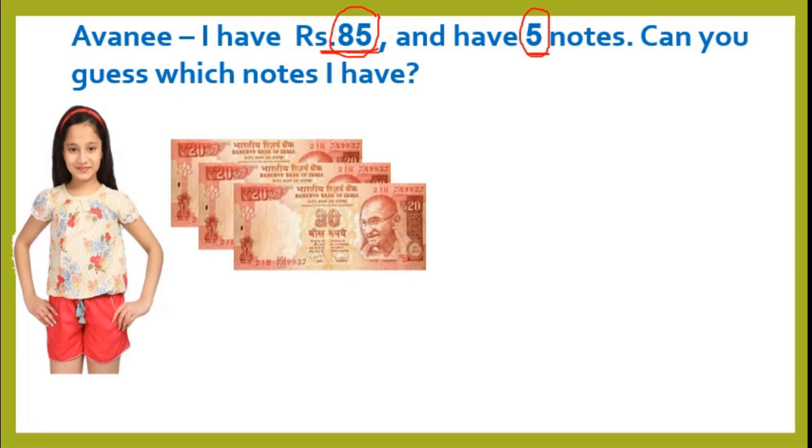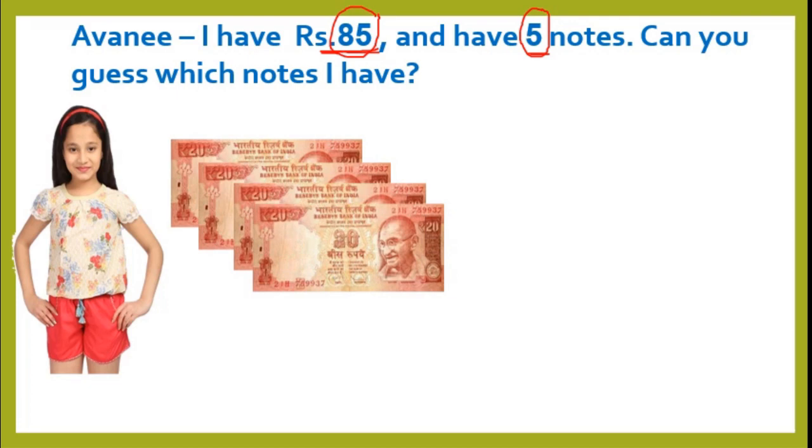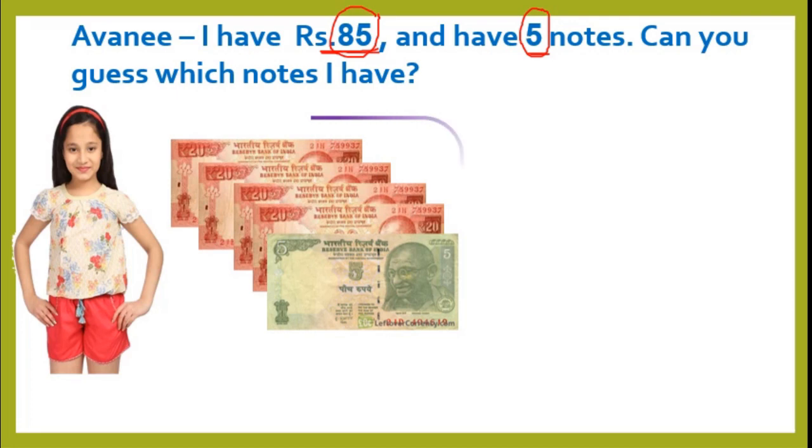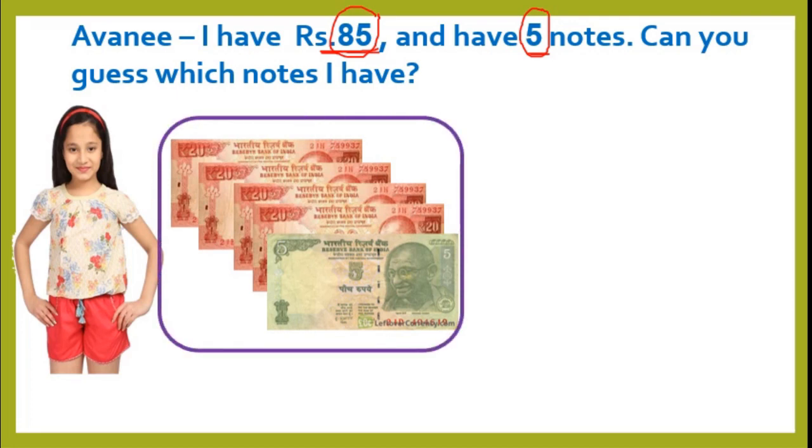means it became 60. 20 rupees fourth note means 80, correct? And 5 rupees 1 note, isn't it? How many notes? Here 1, this is 2, 3, 4 and 5. Correct. Our 5 notes, this is right, and the total is also 85. Means both the conditions we went through and both are right. Means we got 5 notes and rupees 85 also, isn't it?